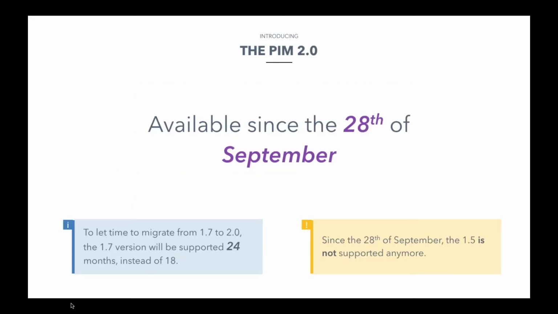So the 2.0 is available since the 28th of September. Note that the 1.7 is supported 24 months instead of 18 months, so it will be supported until March 2019. The 1.5 is not supported anymore. It can still be used, but the support team will not release any more patches.